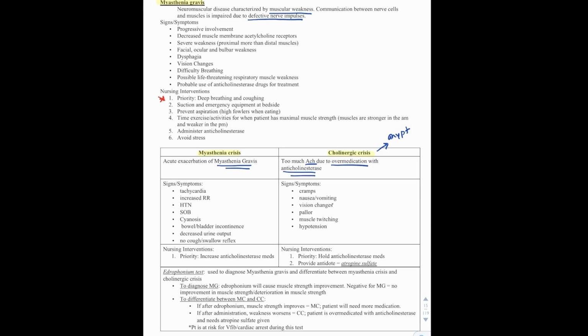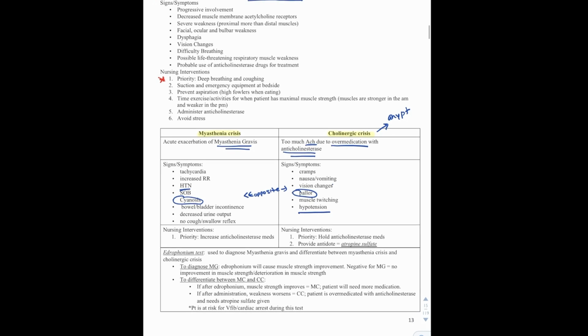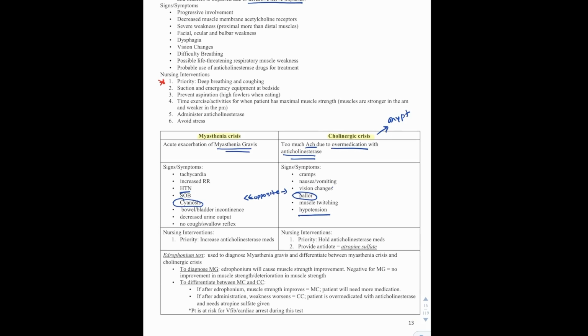So as we can see, these are opposite, right? Because one is having hypertension, the other has hypotension. Things that are similar are maybe the cyanosis and pallor. Those are similar. So just some things to keep in mind. But let's look at our nursing interventions.